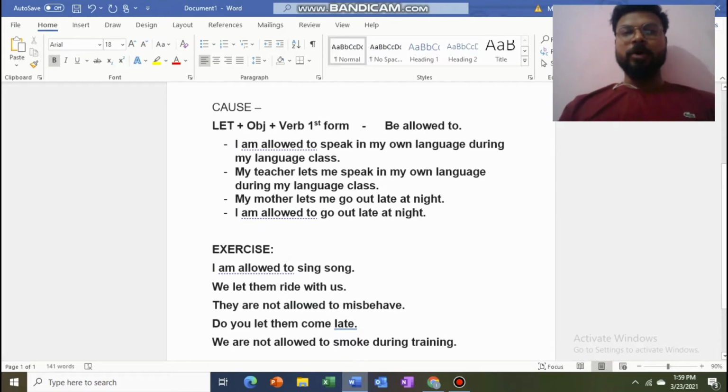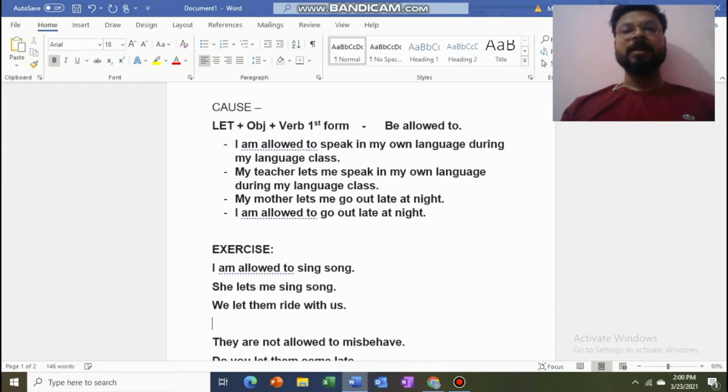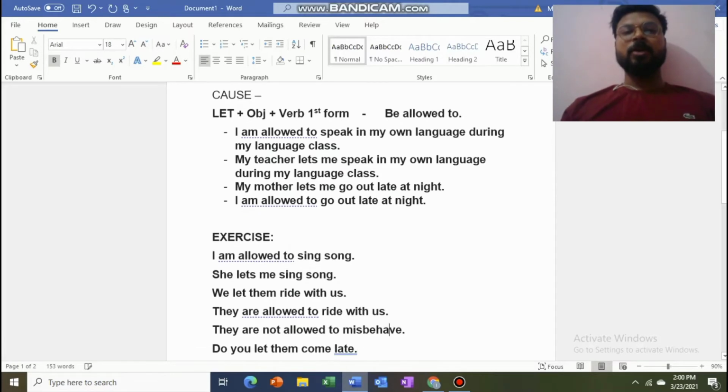Okay, so you have got 1 or 2 minutes to convert them, or I'll do it after you. The first sentence is "I'm allowed to sing," so you can assume the doer yourself: she lets me sing a song, right? The second one was "we let them ride with us," so they are allowed to ride with us. Next is "they are not allowed to misbehave," so we do not let them misbehave.